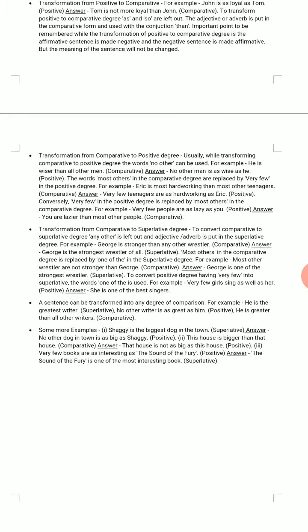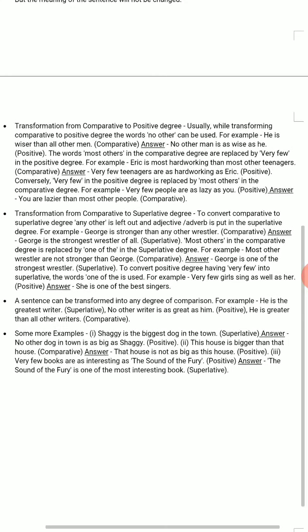Coming to the next point, students, a sentence can be transformed into any degree of comparison. As we discussed before, a sentence can be transformed in any degree of comparison. For example, if the question is given to you, "He is the greatest writer." That is nothing but the superlative degree given to you.